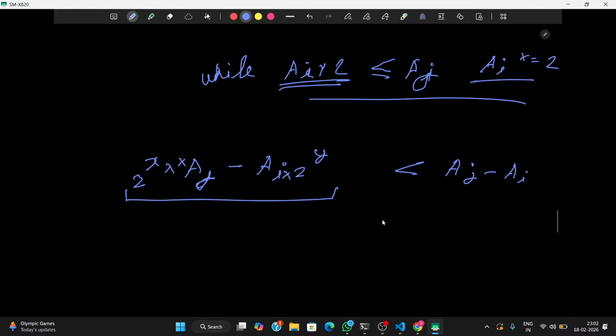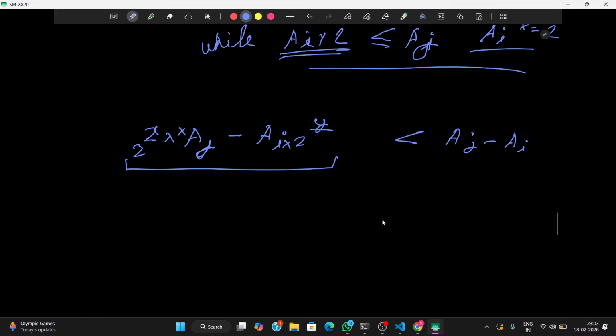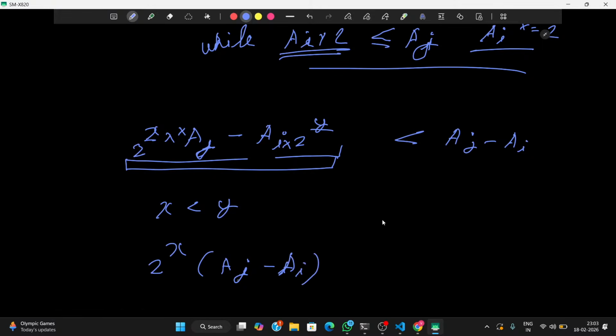So first of all, the first thing that you need to notice, for this x and y to be possible, is that x should be less than y. Exactly less than y, right? Suppose x is equal to y, we can simply take 2 raised to the power x common and see that there is AJ minus AI left inside. And since AJ minus AI was already there and we have multiplied some 2 raised to the power x with it, this will increase. This will not be less than AJ minus AI that was initially there.